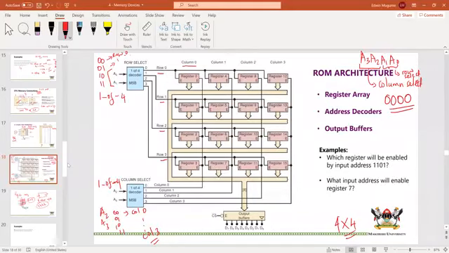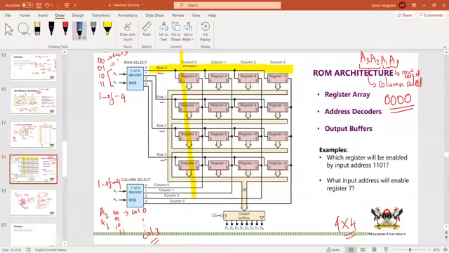If it is 0000, I will select row 0. That is row 0. Let me remove that. And I use this. I will select row 0. Okay. And I will select column 0. I don't know how to draw this. Let me just draw it. I will select column 0.